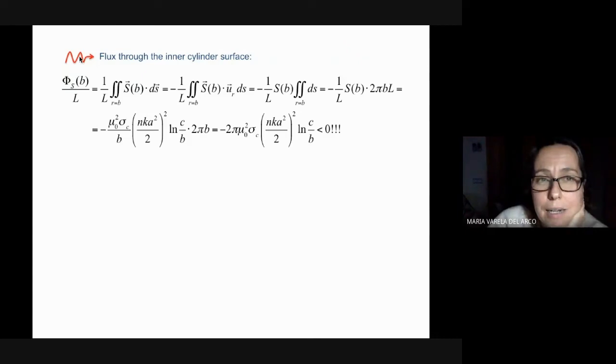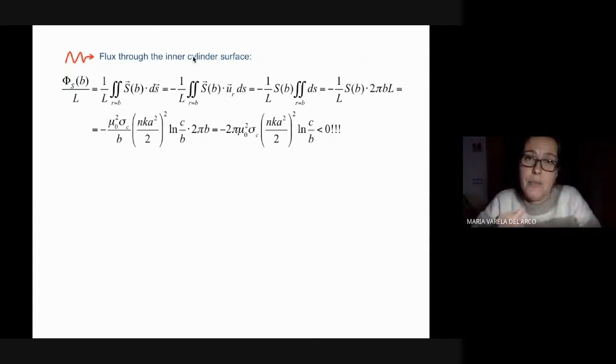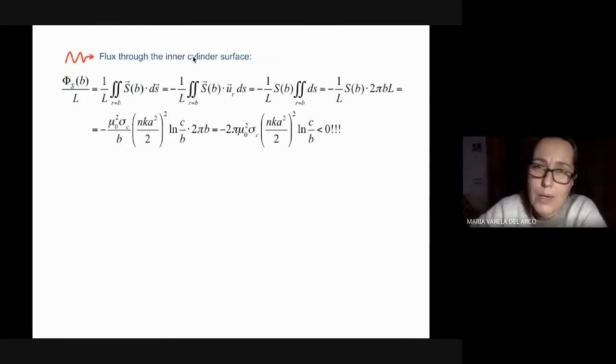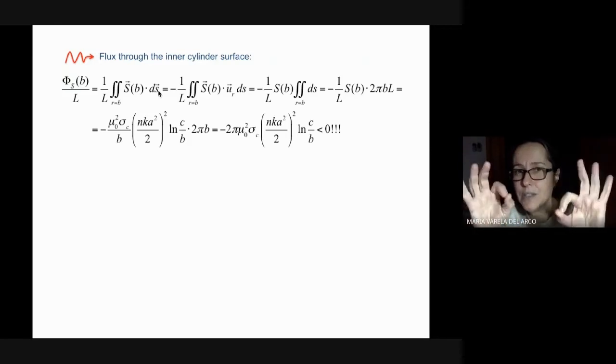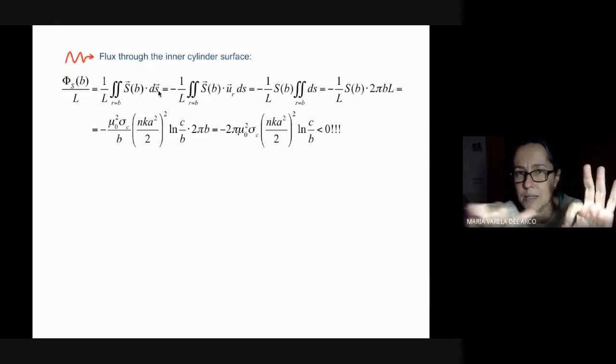But then let's calculate the flux through the inner cylinder surface, the flux of the Poynting vector. Obviously, there is no point in doing it at R equals C as we just discussed, but we'll do it at R equal B, and then per unit length. So this is the flux at R equal B per unit length. This is what I need to calculate. Just keep in mind that for the inner surface of the cylinder, the normal vector is going to be minus UR if we want to point inwards, because the dS, the surface vector over there, points towards the axis inside.